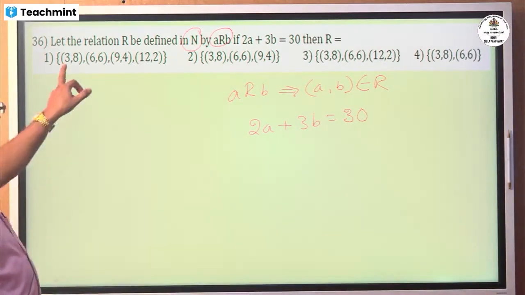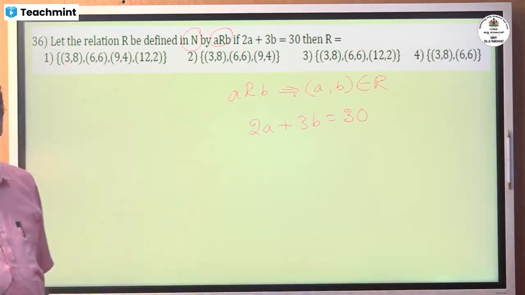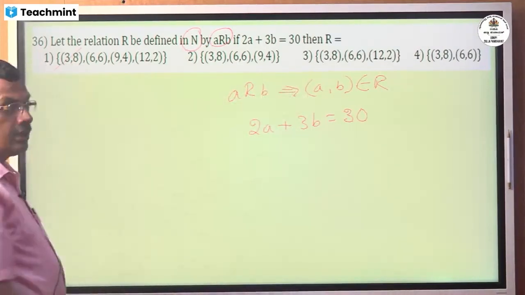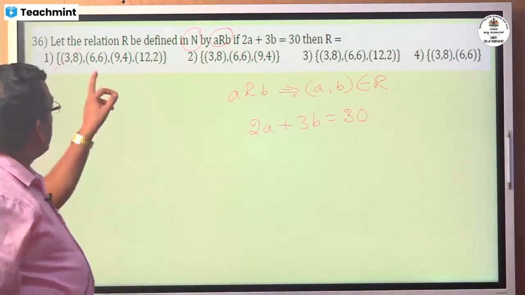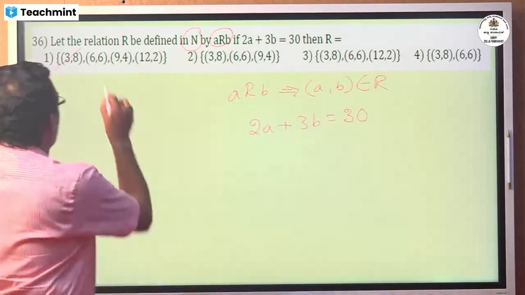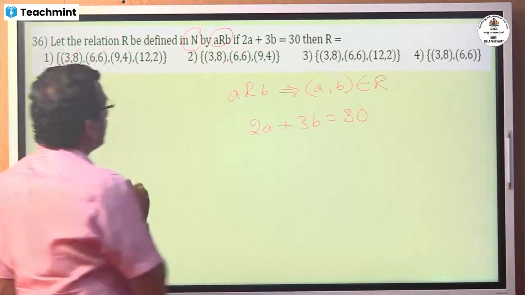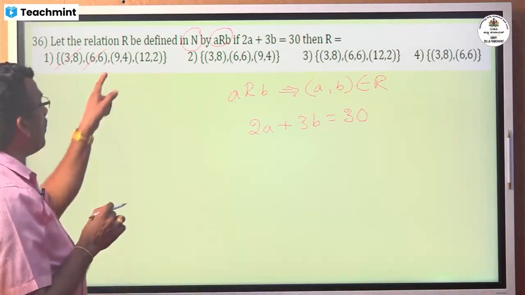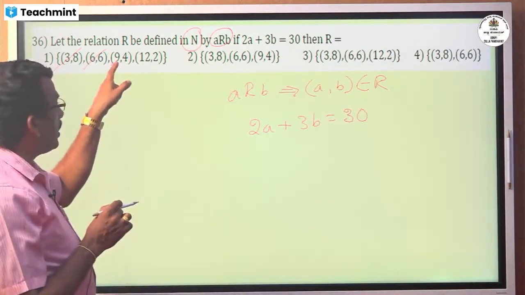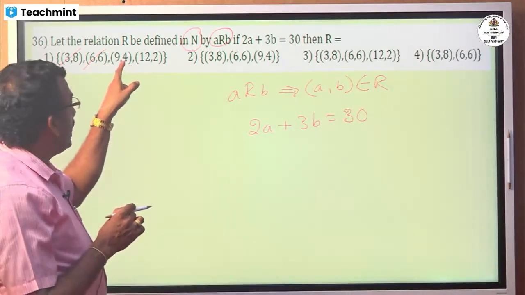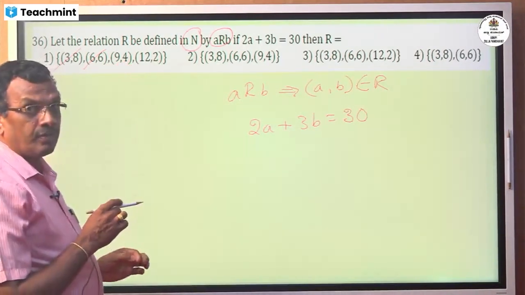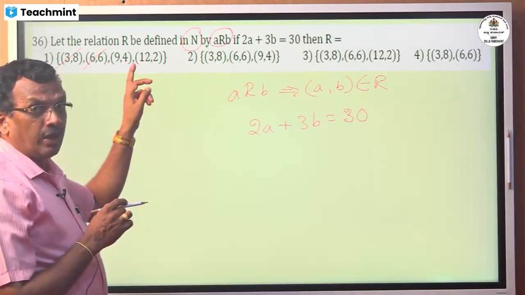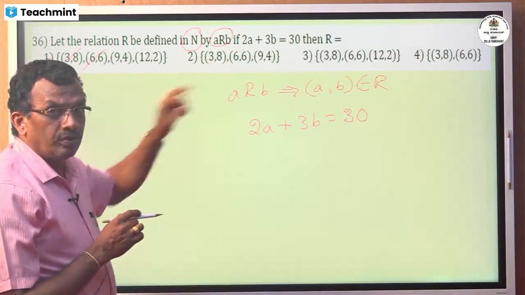As you are observing, (3, 8) is common for all. You can see (3, 8) in all of them, so it is not necessary to check (3, 8). In all the answers (6, 6) is there, not necessary to check. Now it starts with (9, 4). If (9, 4) is true, the answer is either 1 or 2. Then I have to check (12, 2). If (12, 2) is true, the answer is 1. If not, it is 2. Correct?